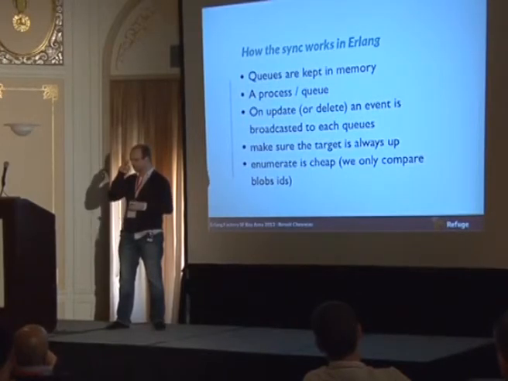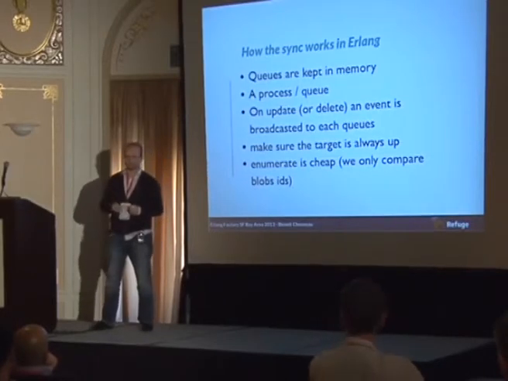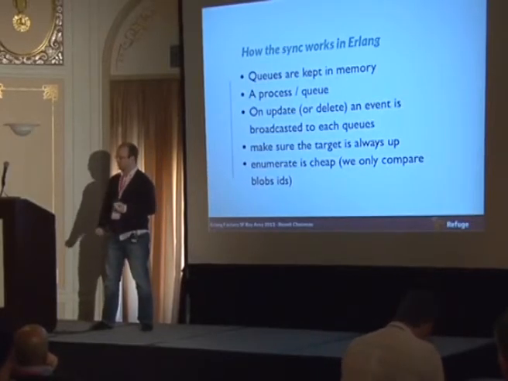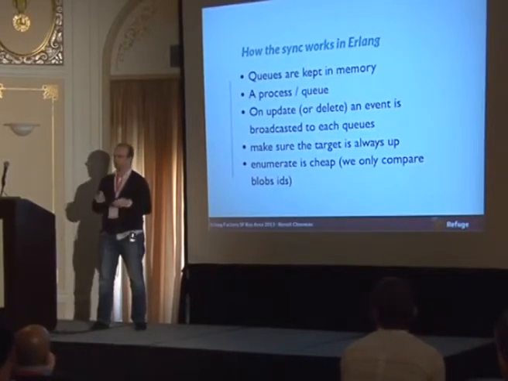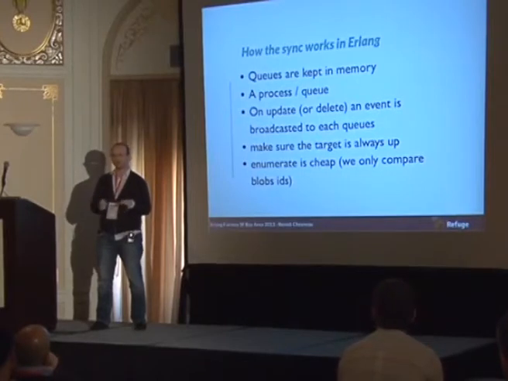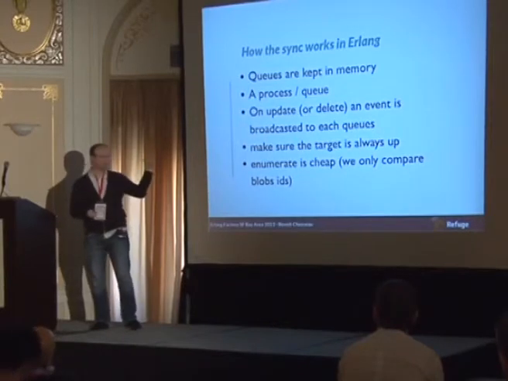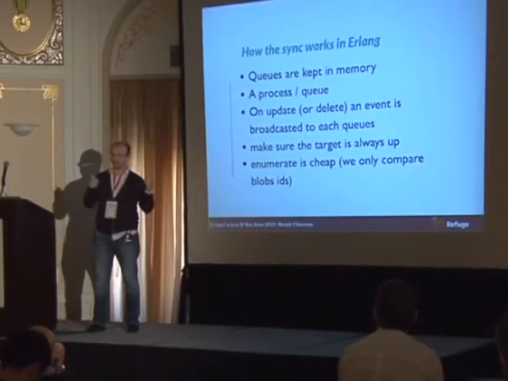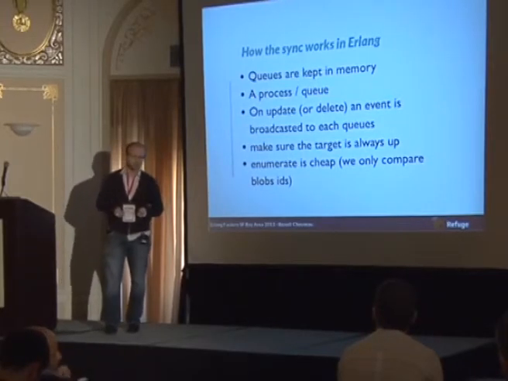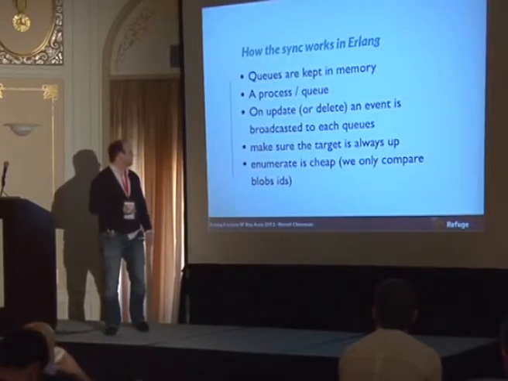Now, how the synchronization works in Erlang. Each queue starts a process on the blob server. Each queue is kept in memory, so they are meant to be small. The blobs are on the disk, so we only put the ID on the queue in memory. We have a process per queue. We are using the process registry to store the queue, so we don't have any other queue system for now.